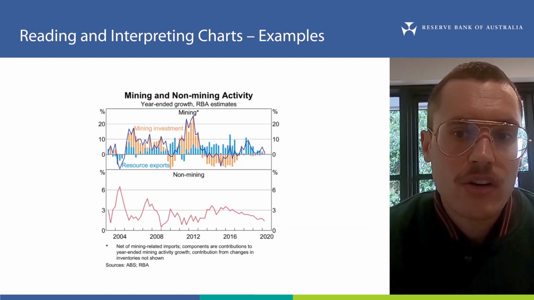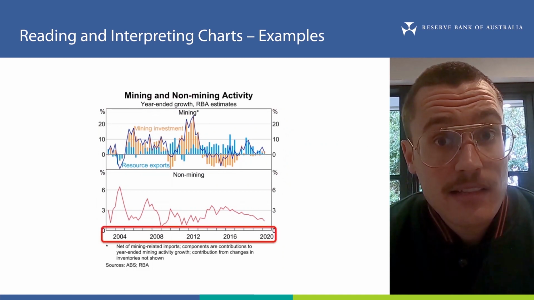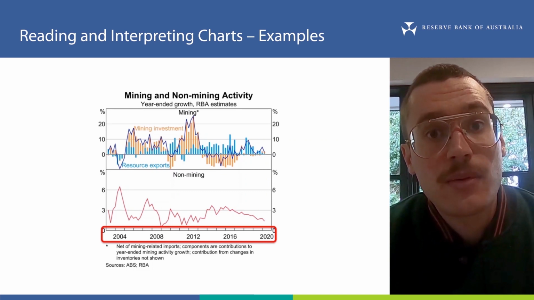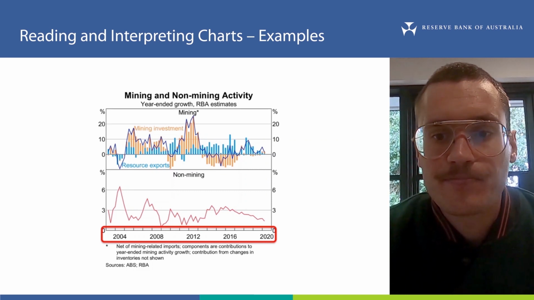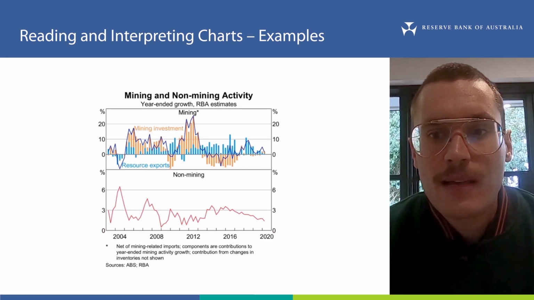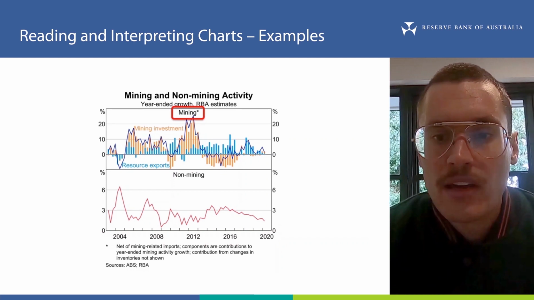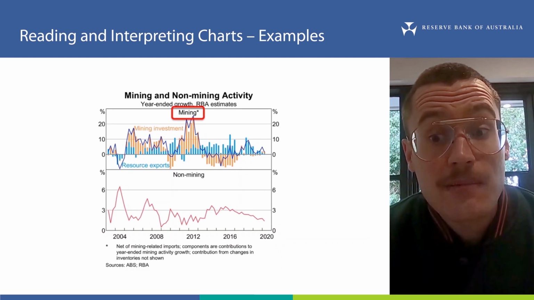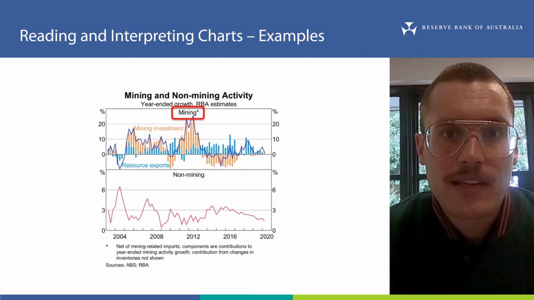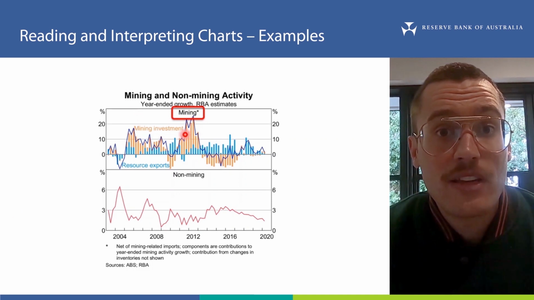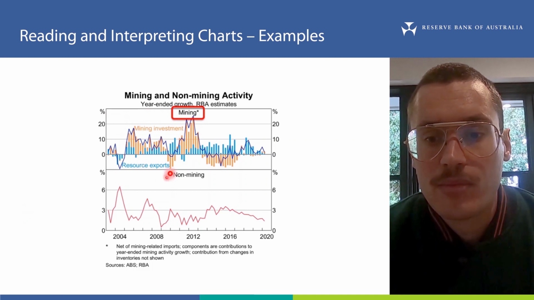This two panel is horizontal, which means that the x-axis is common to both panels. The x-axis shows time, and so we know again we're dealing with time series data. The top panel is labelled as mining, and it has an asterisk next to it, which we'll shortly return to. This type of chart is called a stacked bar line. The bars are the different parts of the mining sector, so growth in mining investment in the orange and growth in resource exports in the blue.